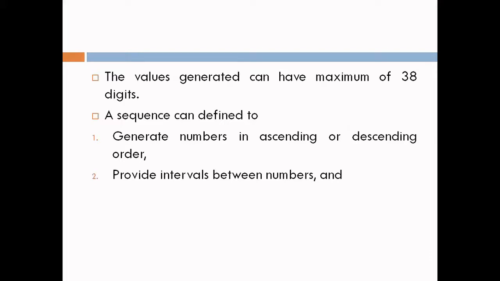Like if the interval is 2 and the first number is 1, then the next number will be 3, the next will be 5, the next will be 7. Now, if the interval between two numbers is 4, then the first number will be 1, the second number will be 5, the next number will be 9. So we can say that a sequence is also used to provide an interval between two numbers.